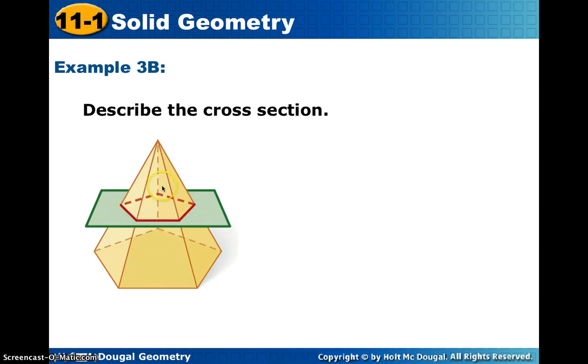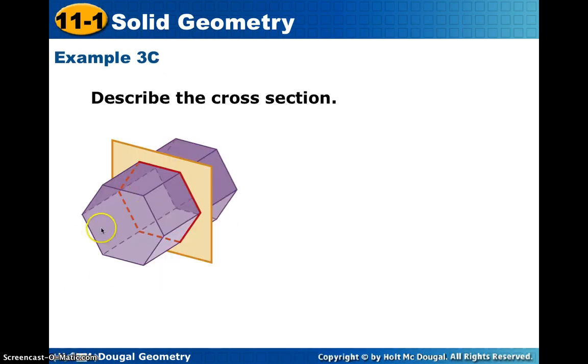Okay, where do they intersect now? Can you describe the cross section, which is where they intersect? Well, the place where they intersect is this red area right here, and it's the shape of a pentagon. The cross section is a pentagon. Okay, here the cross section is cutting right through the middle, and it's forming this hexagon in the middle. The cross section is a hexagon.